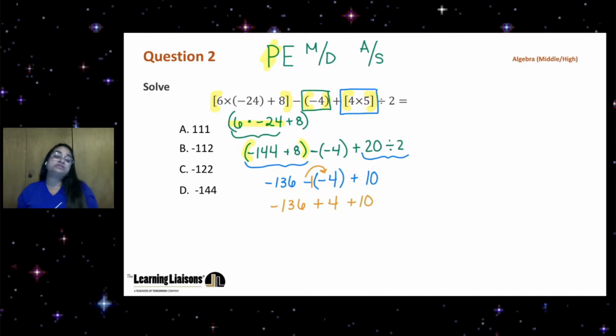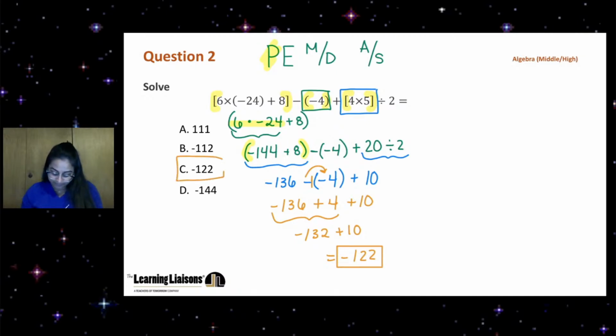All right, now here's the great thing about this. You can add and subtract this how you would like, because when you add and subtract numbers, you still get the same result. And I'm going to start with my first number. So I'm going to get negative 132, add my 10, and my answer is going to be negative 122. Go over to my answer choices. And it's C. C is what we're looking for.